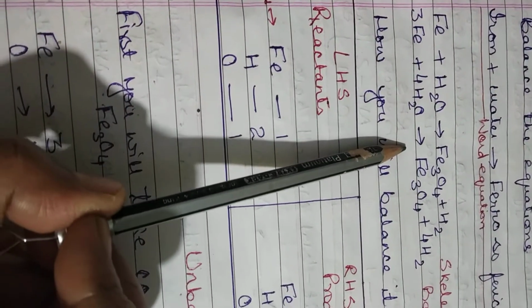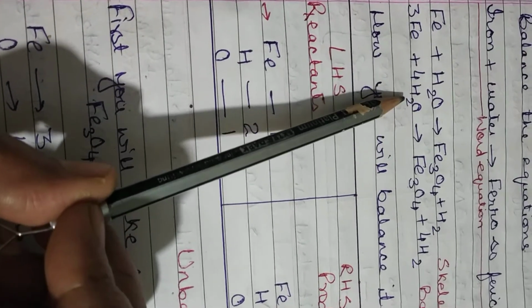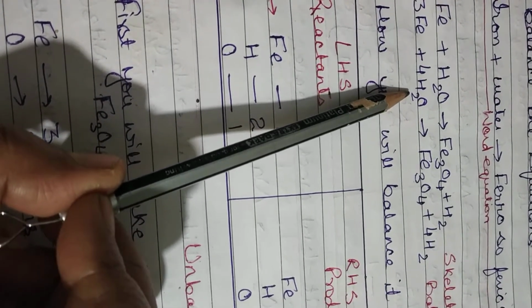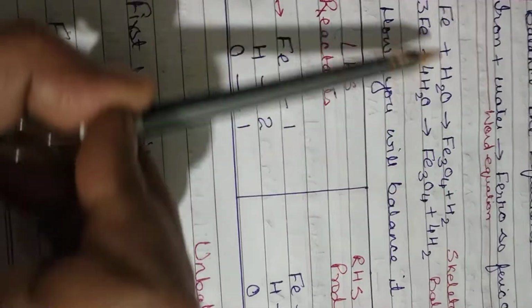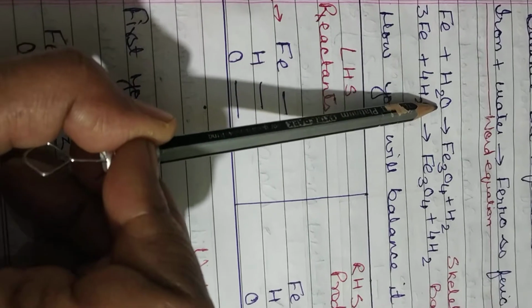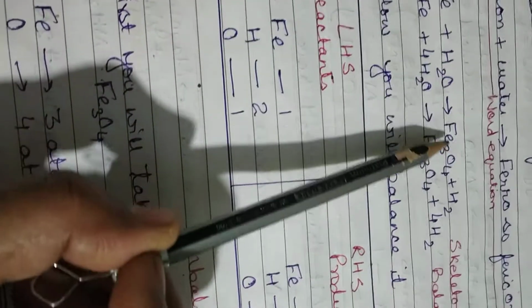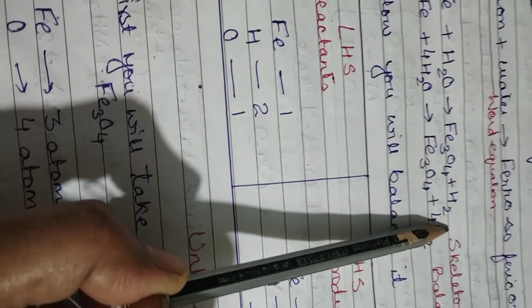Balanced equations are those equations in which the number of atoms is equal on both sides. Both sides means reactants equal to the products. This left hand side is called your reactants, and this other side is called your products.